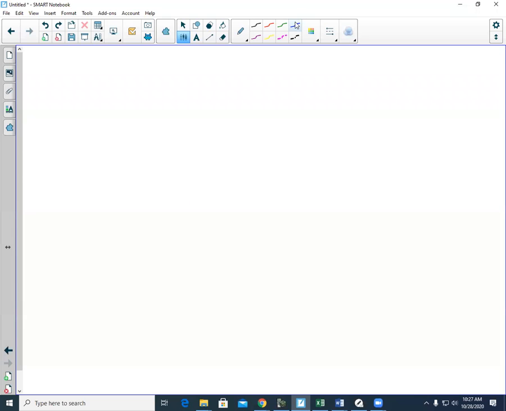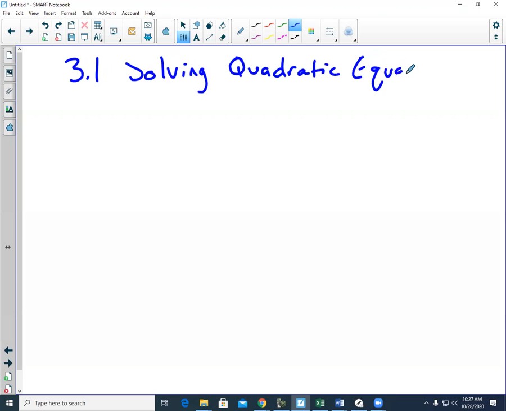So 3.1 is about solving quadratic equations. And remember, quadratic equations are equations that have an x squared in them, and that is the highest degree. So it's x squared plus something, or x squared plus something, or just x squared. But this introduces the word factoring to us. That's the word that we're going to have to use a lot.